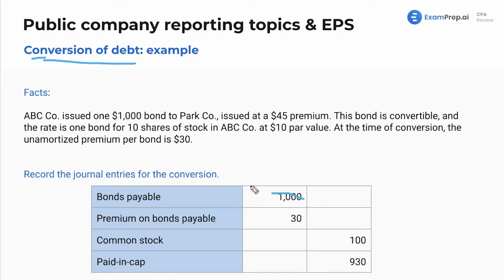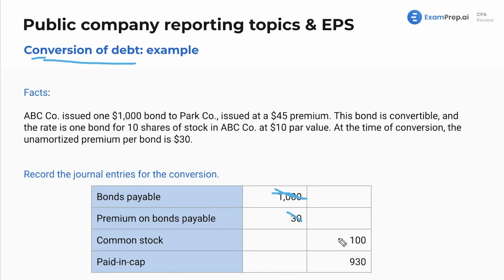You would have credited the premium. Well, the unamortized premium at the time of conversion, you need to now take this $30 and debit it. Get rid of it because it doesn't exist anymore, right? It was converted. So that takes care of our credits. Those are the portions of the bond that we need to essentially remove. We're backing them out. It's kind of like an adjusting journal entry.